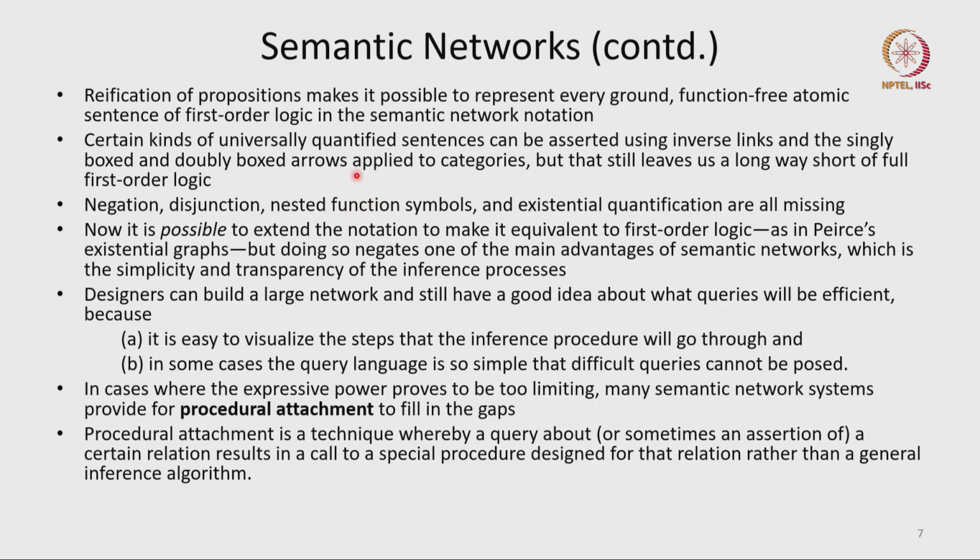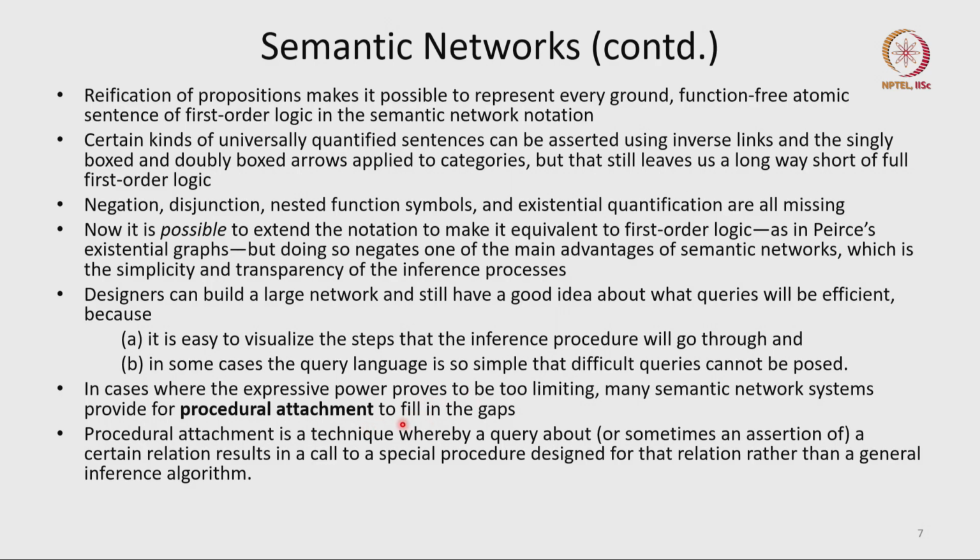Of course, afterwards the semantic networks were extended, so that they become equivalent to first order logic, as in Peirce's existential graphs. So, an extension of this semantic network is what is called the existential graph. If you look at the semantic network, it is very simple, and you can easily visualize the steps in your inference procedure.